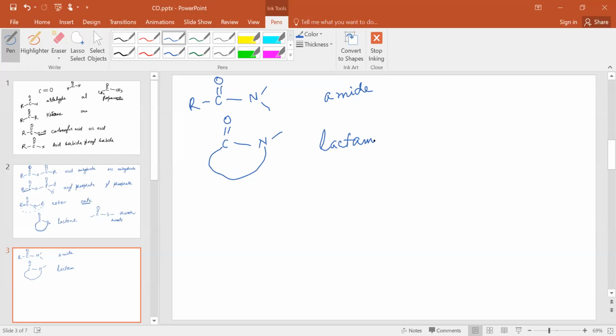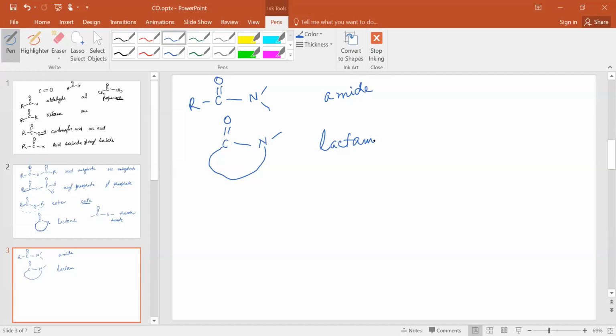These are the different functional groups we talked about that have the carbonyl functional group. How many are these? 1, 2, 3, 4, 5, 6, 7, 8, 9, 10. You should know them in terms of nomenclature, and then we will talk about the reactivity.